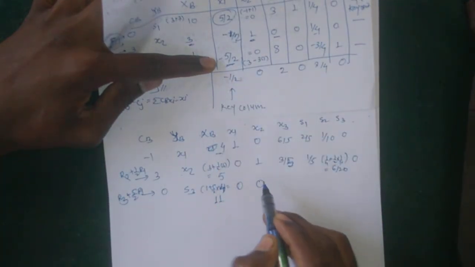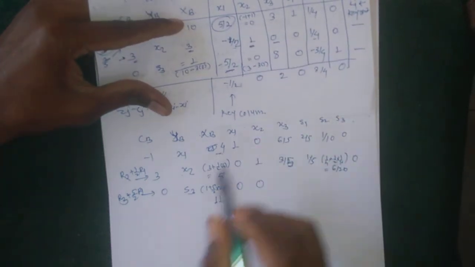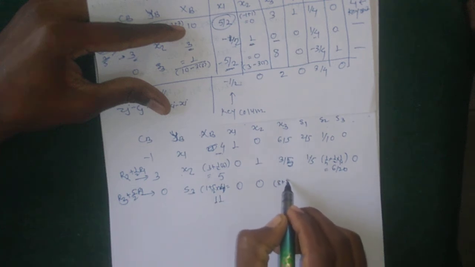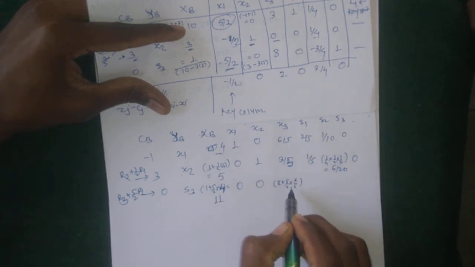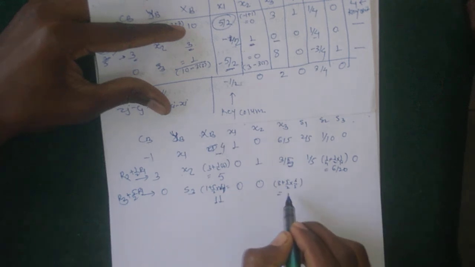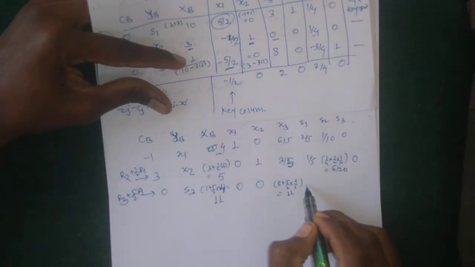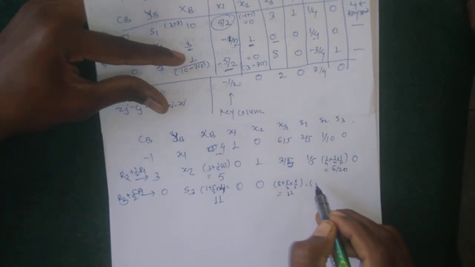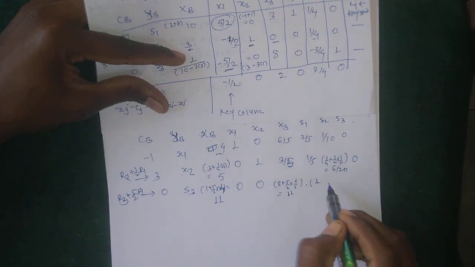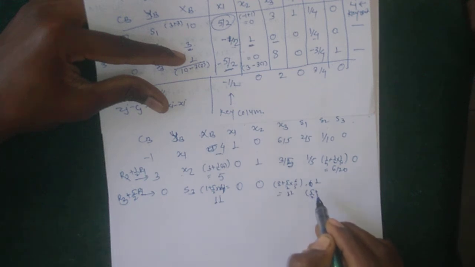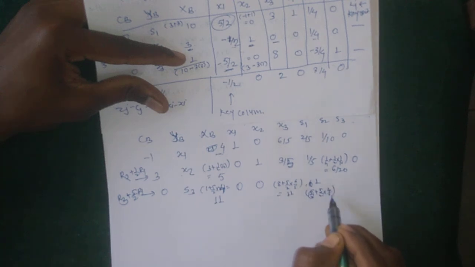Then here also 0. Then for this x3 column, 8 plus 5 by 2 into 6 by 5, we get 8 plus 3, which is 11 also. Then for the third column, 0 plus 5 by 2 into 2 by 5, here 1, because here 5 by 2, 0 plus 5 by 2 into 2 by 5, using this.